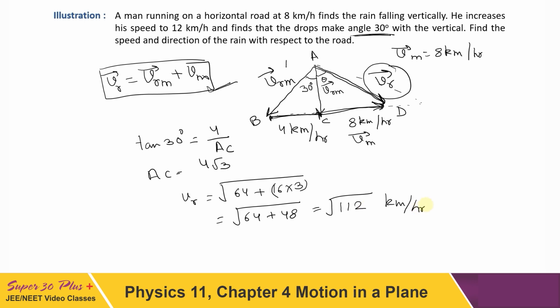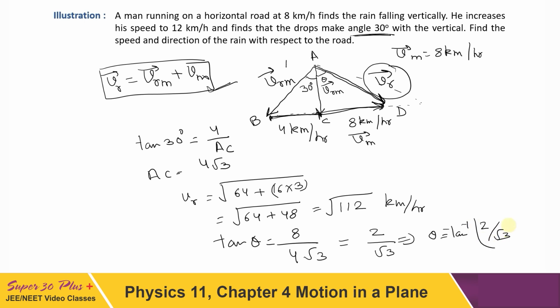And what about the direction? Tan theta can be written as 8 upon the value of AC, which is 4 root 3. So this will be 2 upon root 3, and theta is equal to tan inverse 2 upon root 3. This is the direction of rain, and the magnitude of rain is equal to 4 root 7 km per hour. Finally, we got both the magnitude and direction of the velocity of rain.